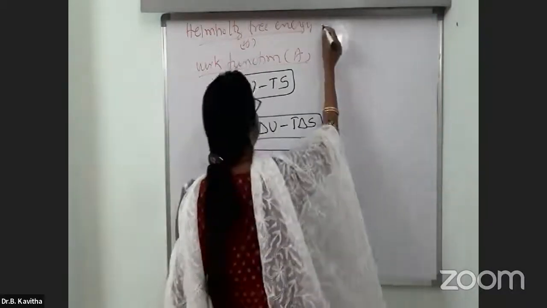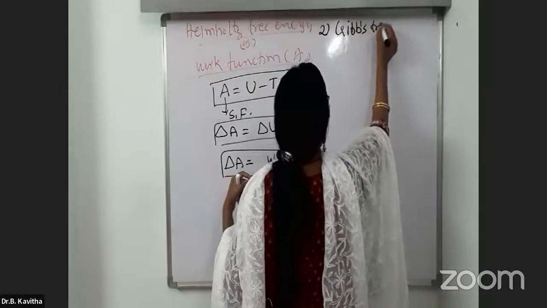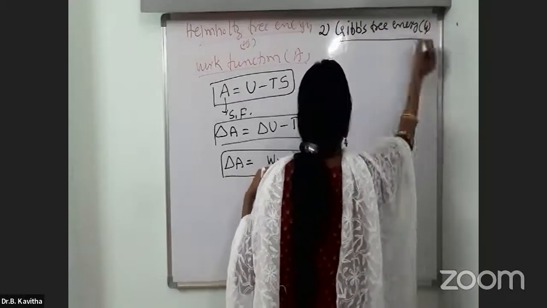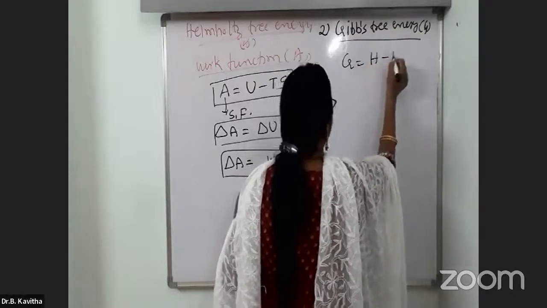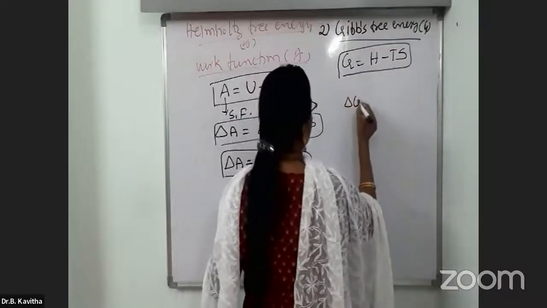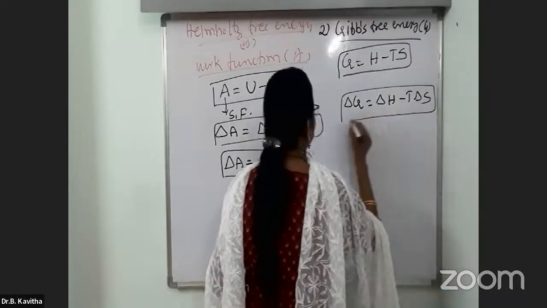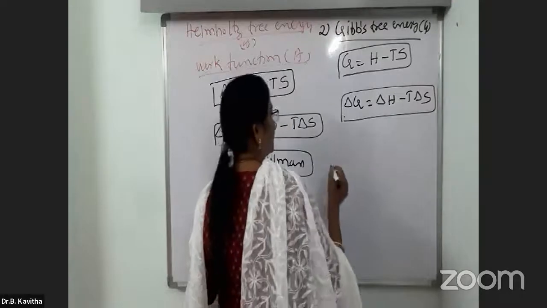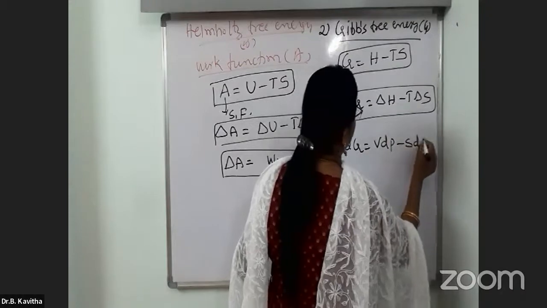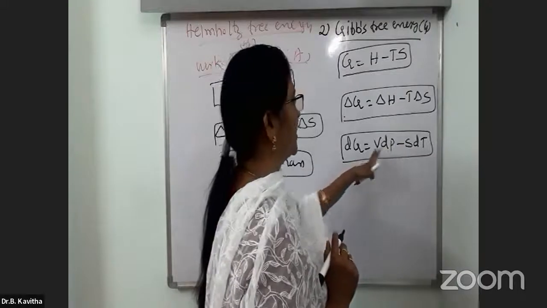One more thing is there. It is the second one, Gibbs free energy G. So G is equal to H minus TS. Delta G is equal to delta H minus T delta S. One more equation is also there for this, for the small change: VdP minus SdT. ఈ ఒక్క ఈక్వేషన్ గుర్తుపెట్టుకుంటే you can write dou G by dou P by keeping temperature constant.